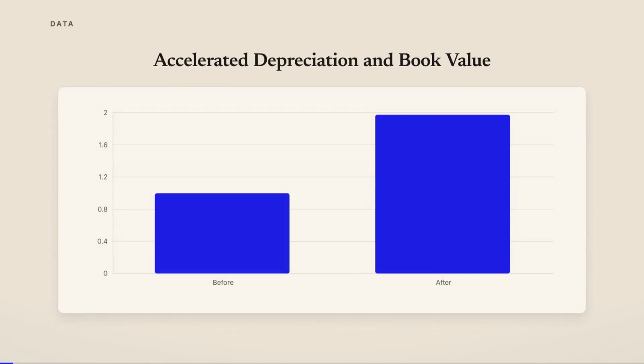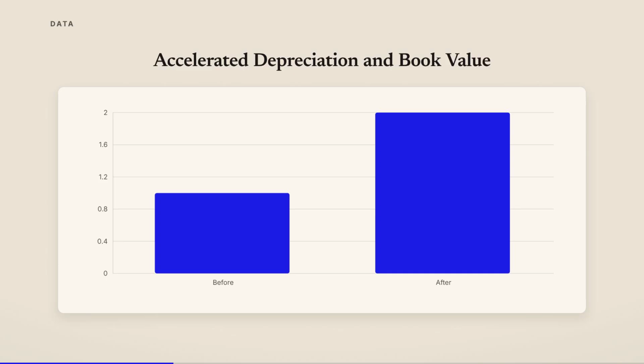Some assets lose value much faster at the beginning of their lives. Think of a new car driving off the lot. To reflect this, accountants use accelerated depreciation, which assigns more expense in the early years and less toward the end.